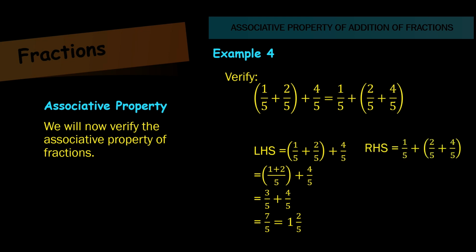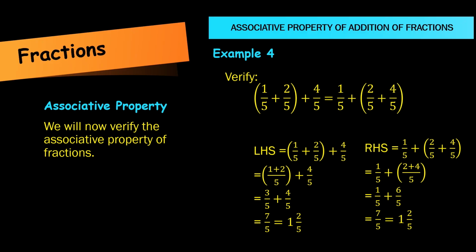And now for the right-hand side. Add the fractions in brackets first. Again, we add the numerators and leave the denominator as it is. We can do this again as the denominators of both fractions are the same, giving us 1/5 plus 6/5. Again, add the numerators and leave the denominators to give 7/5 or 1 2/5. And so the associative property has been verified for this example.